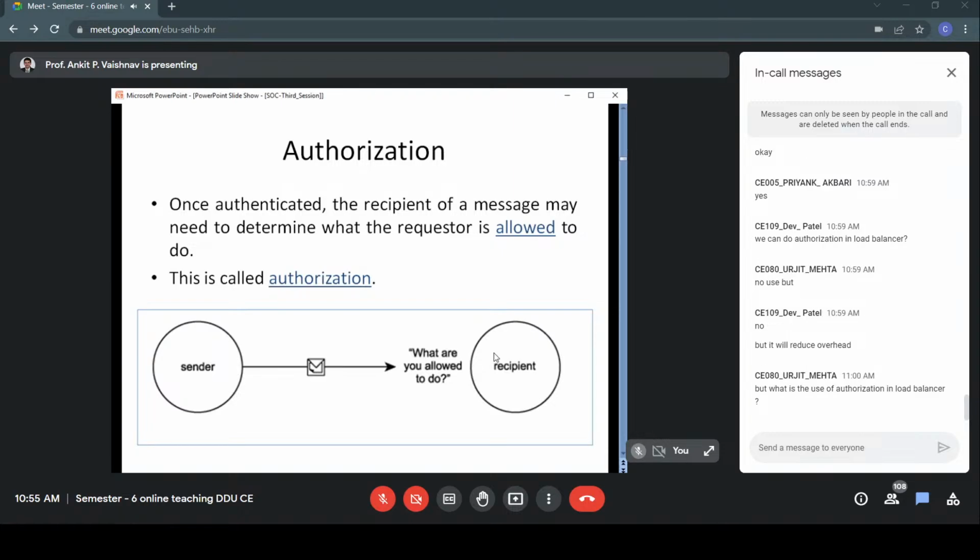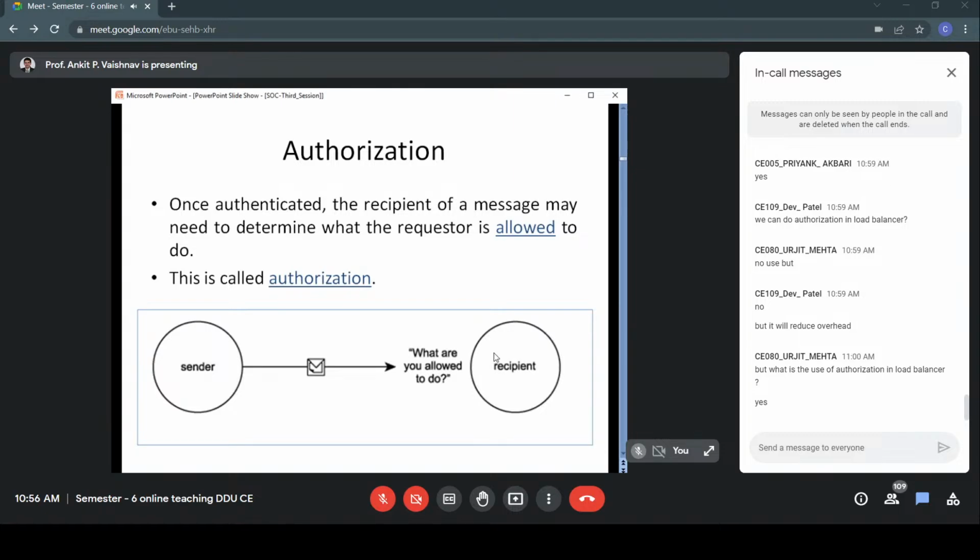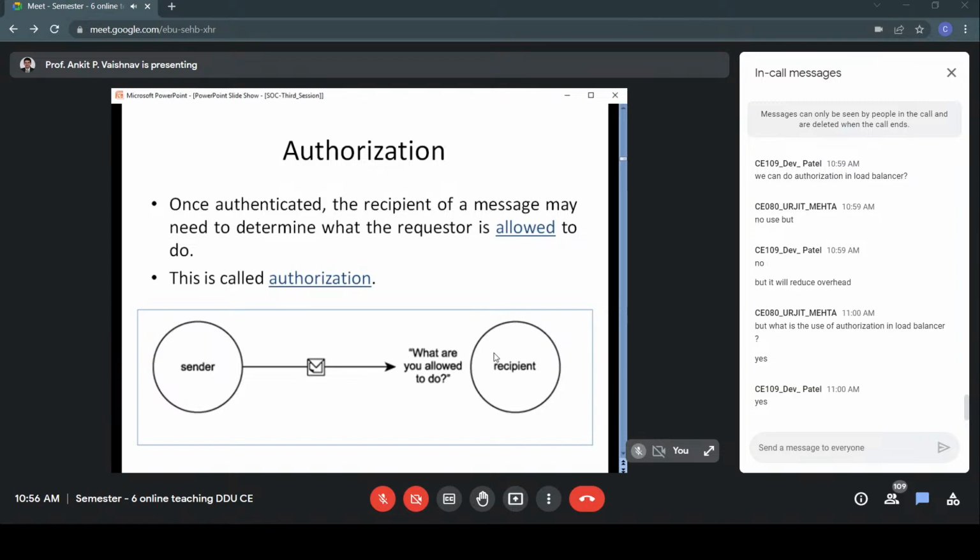But rather than that, I would say, yes, Urjit, I'm coming to that point. Rather than that, I would suggest that you can have a special service that will perform authentication and authorization, right? Isn't it? Can't we do that? Dev and Urjit, I hope you're getting this idea, right? So it would be better to decouple the logic.